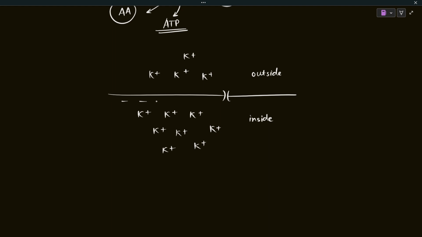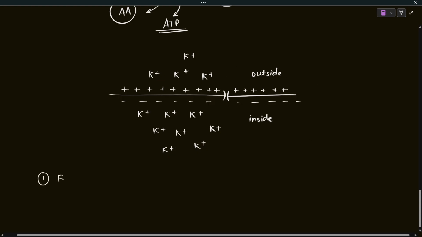So this gives an overall negative charge inside. Okay, so we already know this. Now, according to the electrical gradient, the overall positive charge is here, right? So according to the electrical gradient, potassium ions should move toward the negative charge. So potassium ions should move from outside to the inside. If we take a look at the electrical aspect, or let's say instead of calling it the electrical gradient, let's call it the electrical driving force. So the electrical driving force is from outside to inside.